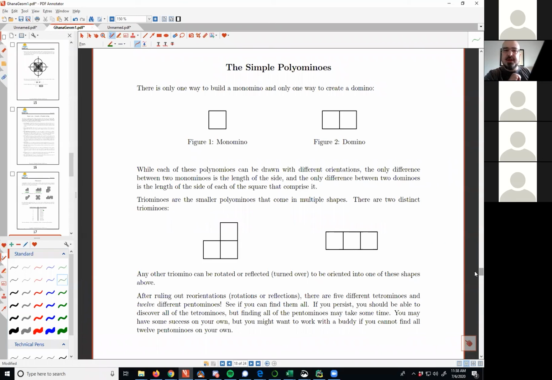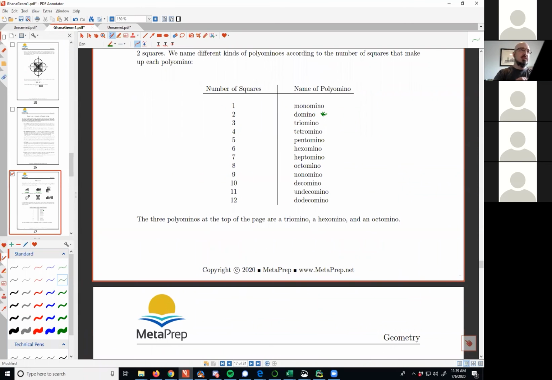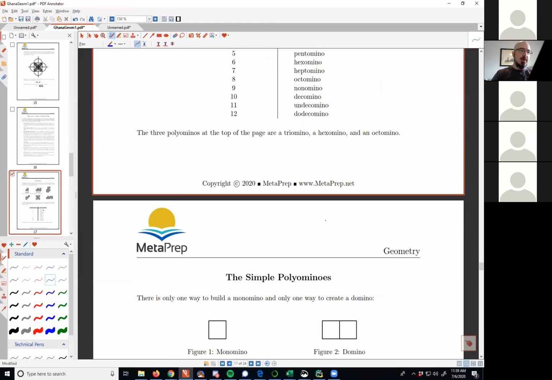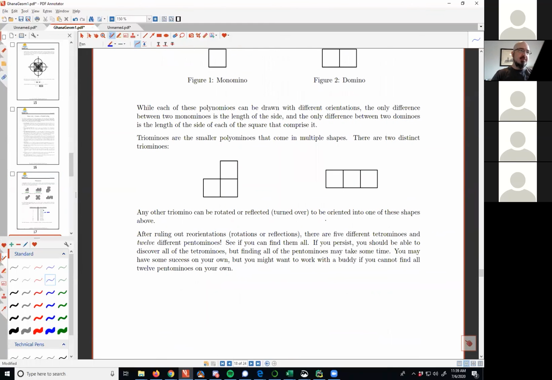Has anybody here ever played the game Tetris? Is that still popular? Okay. I have. Yes. Tetris is a game based on polyominoes. Most of the different shapes are what we call tetrominoes. So those are the ones with 4 squares total. And Tetris does include the triominoes, the dominoes, and the monomino. But it's mostly about the different tetrominoes.